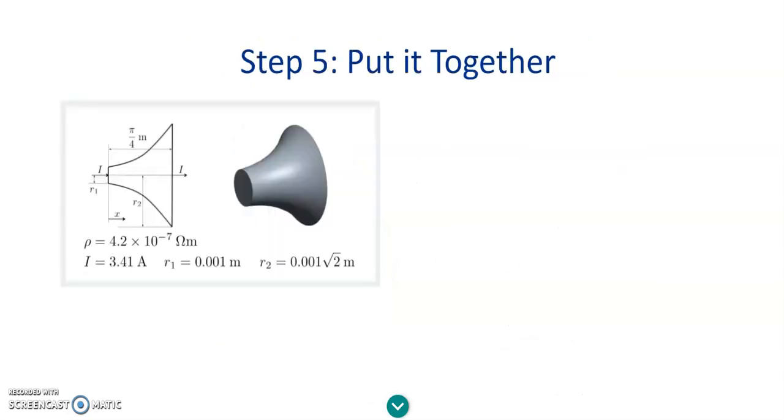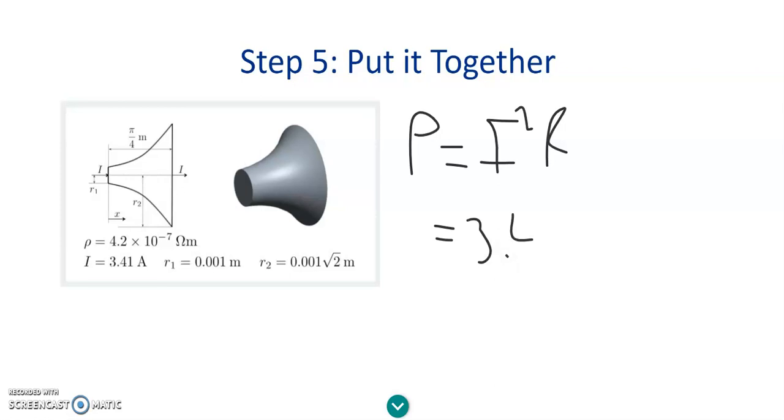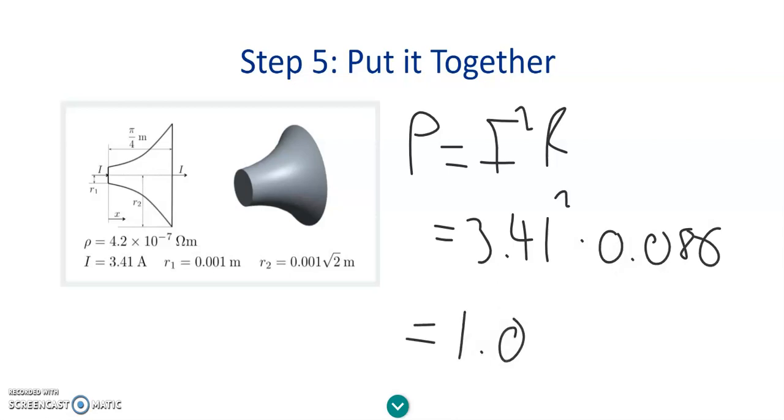So we can now put it all together, take that 0.086, say that P equals I squared R, which equals 3.41 squared times 0.086, and as it so happens they were pretty clever with the question and the numbers, and that comes out as 1.00 watts. So it dissipates 1 watt of power, and that's that. That's your solution.